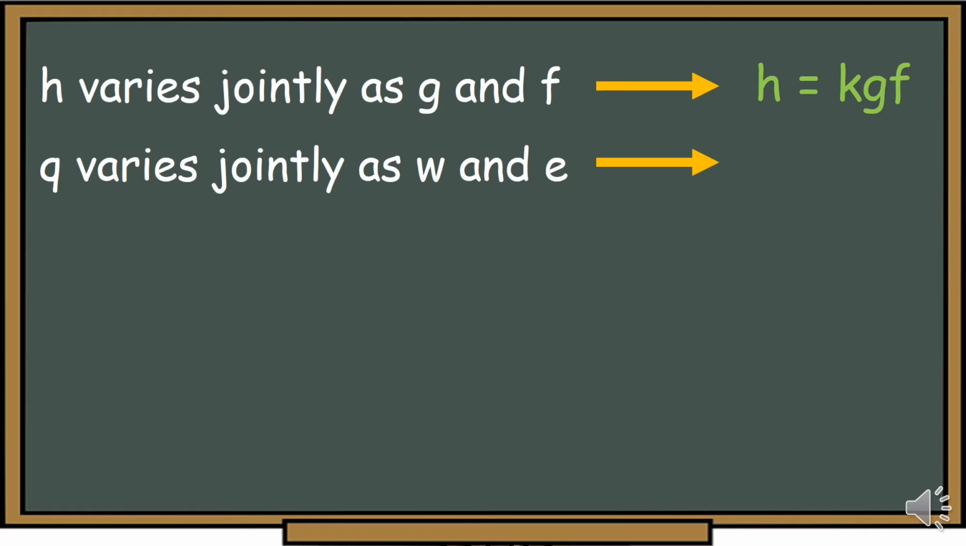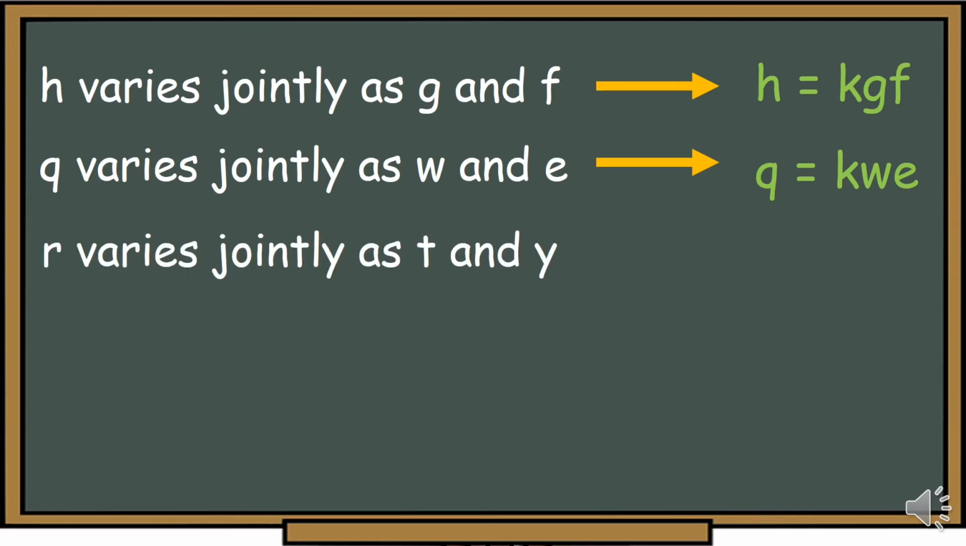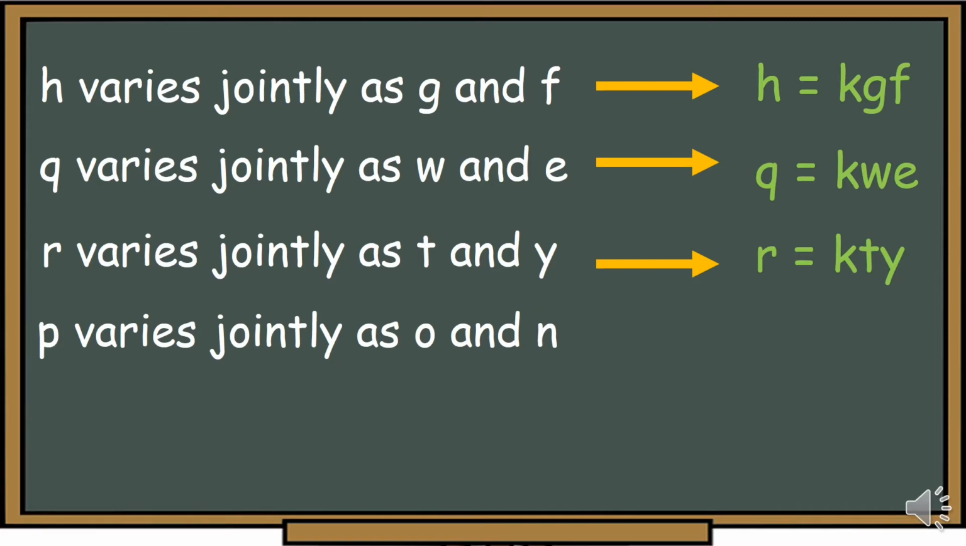Alright, the equation for this is q equals kwe. Next, we have r varies jointly as t and y. The equation is r equals kty. Next, p varies jointly as o and n. There you go. The equation is p equals kon.